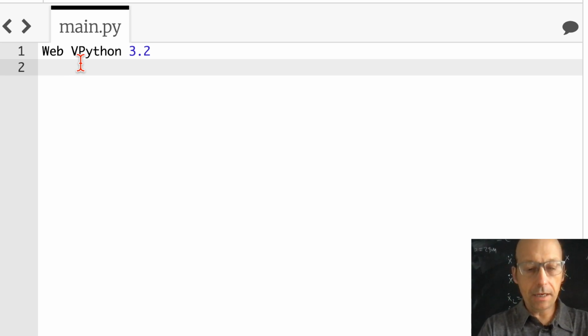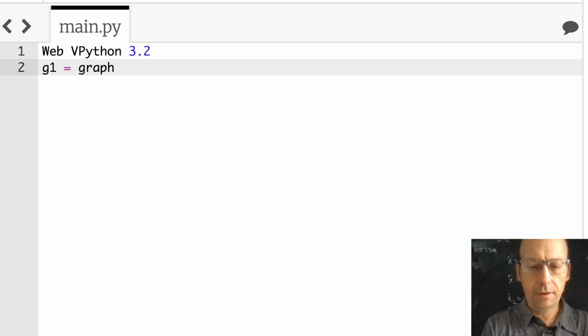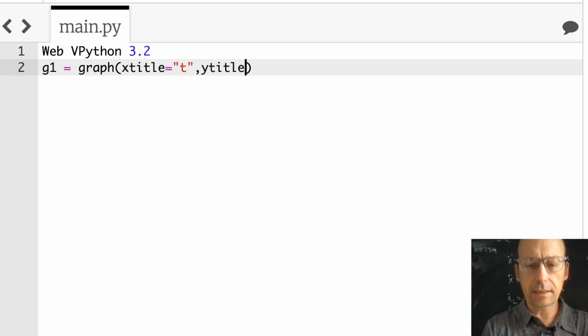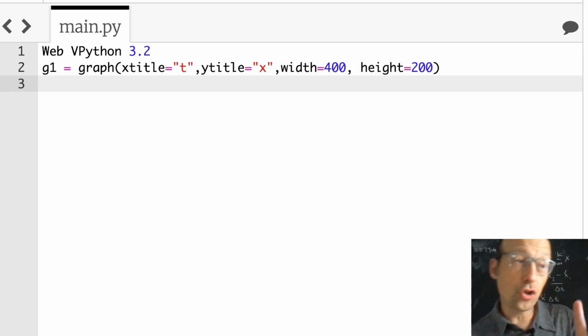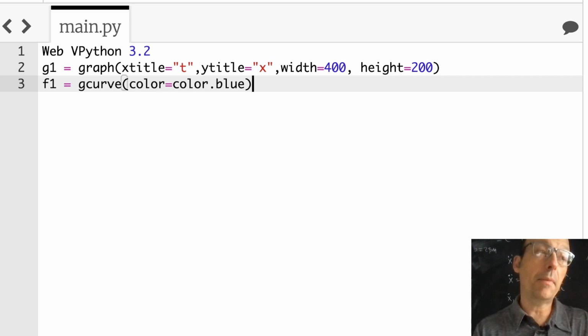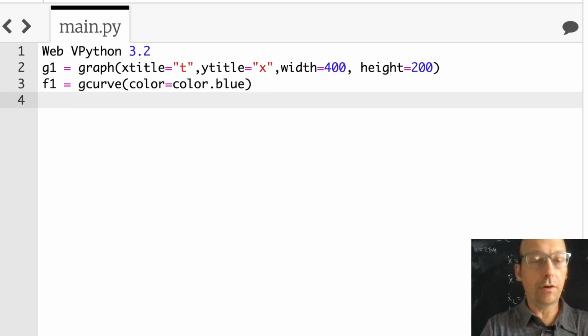Let's go ahead and make a graph. Graph x title equals time, and the y title is x. And then I'm going to give it a width of 400, height 200. Now I'm actually going to have two graphs. So let's just make two graphs. F1 is gcurve, color equals color.blue. And that's going to be my numerical calculation. And then I'm going to plot the theoretical calculation too. F2 equals gcurve, color equals color.red.